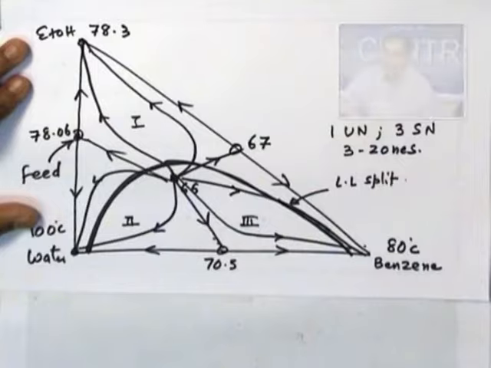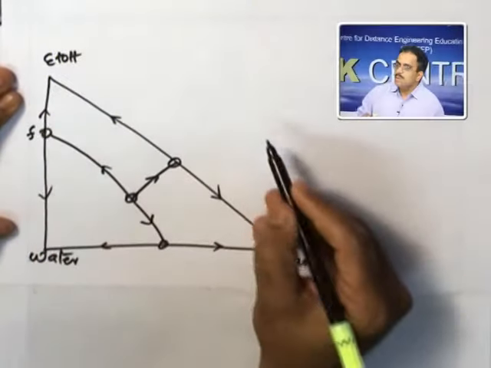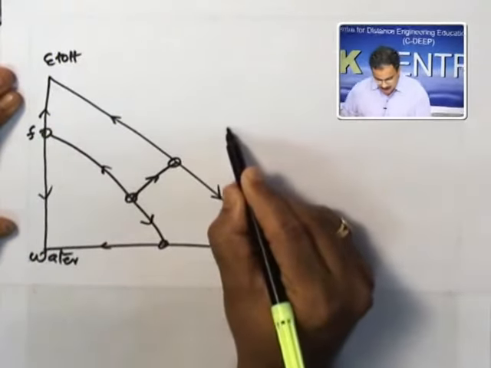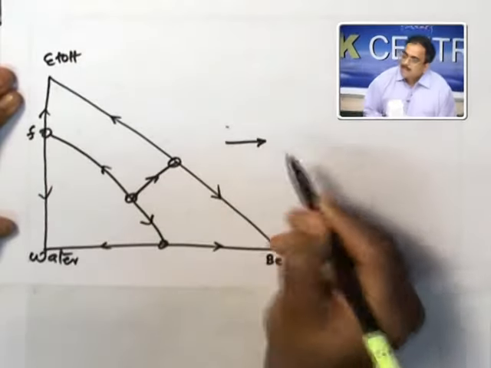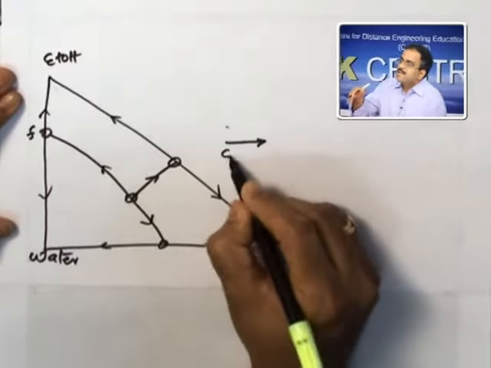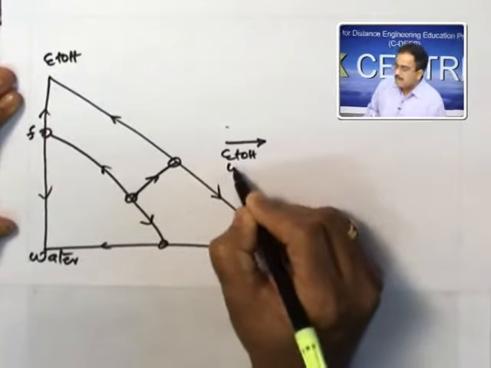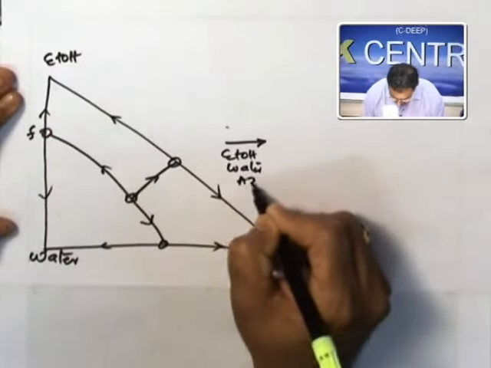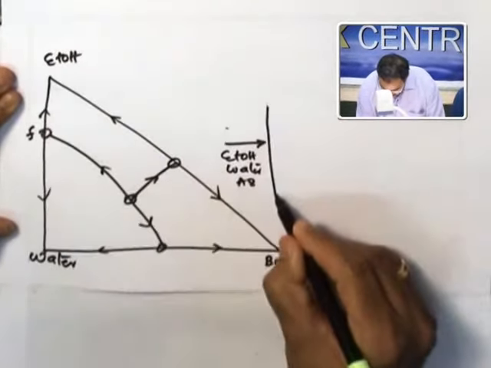Now, this is your feed. Now, I am going to design or rather synthesize a column sequence that would give me pure ethanol and pure water. I am going to add benzene. The benzene is going to go into the system, and it will be recycled inside because there will be no external addition of benzene if there are no losses.